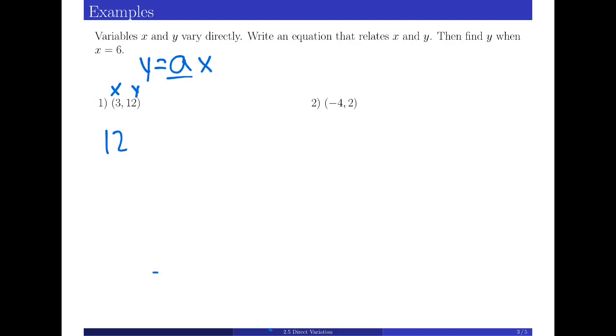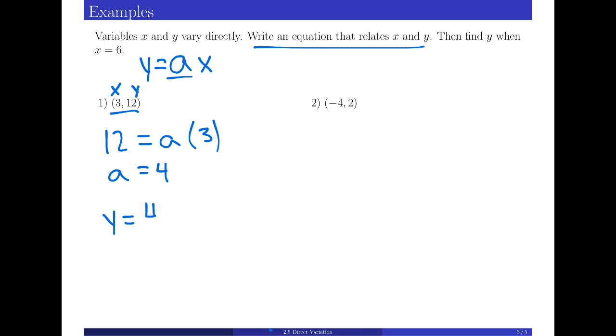So we would plug in 12 for y equals a times x is 3. We divide both sides by 3, and we find that the constant of variation is 4. So the equation that relates x and y in this specific case is y equals 4x. That's the equation that relates x and y in this specific case. And that's the step that I always see people skipping. They'll find the constant of variation and then just move on to the next part without writing the equation that relates x and y. This should be part of your answer. I should see this on your paper in a box if you're doing one of these problems.